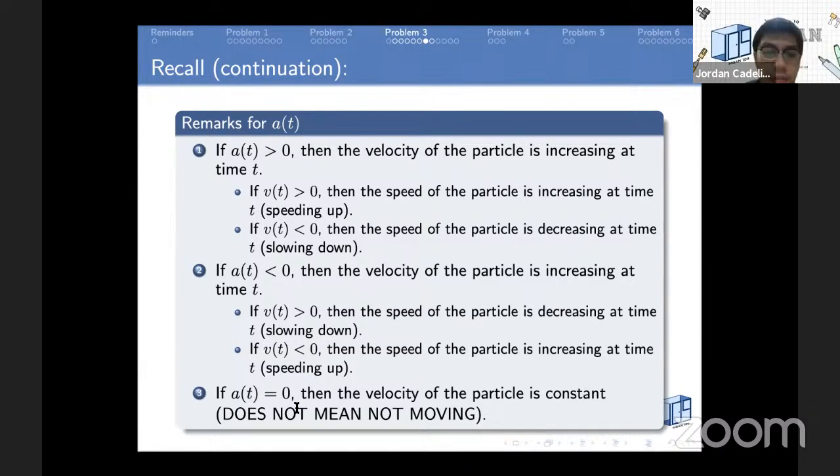Then, if a of t is equal to 0, then the velocity of the particle is constant. So, take note, important to, it doesn't mean na hindi na siya nag-move. So, pwede ang velocity mo is 3 all throughout time. That means na constantly moving lang ating particle. Ang only time na not moving siya is kung yung velocity natin is equal to 0.